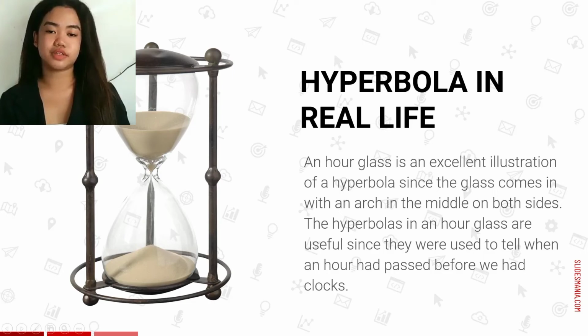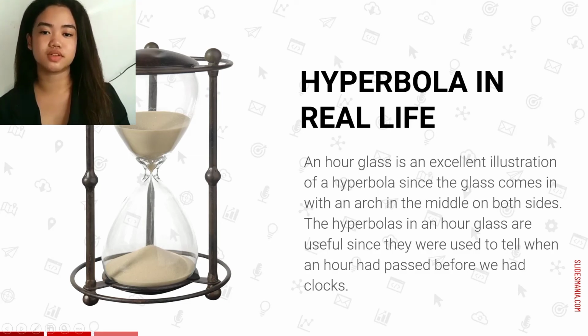And lastly, for the real-life adaptations, the glass comes in with an arc in the center on both sides. An hourglass is a perfect illustration of hyperbolas. The hyperbolas in the hourglass are helpful since they were once used to determine if an hour had passed before clocks were invented.